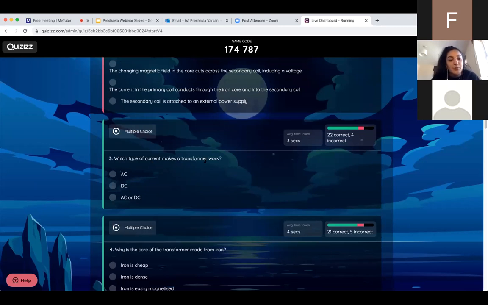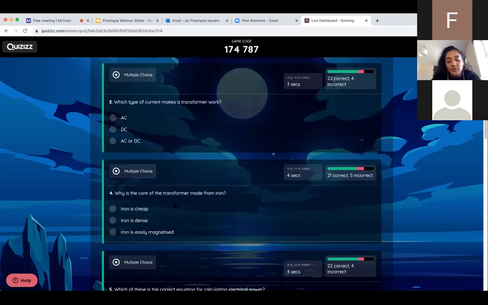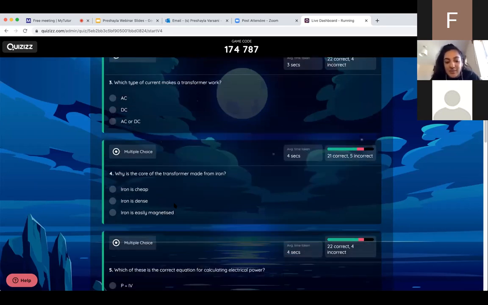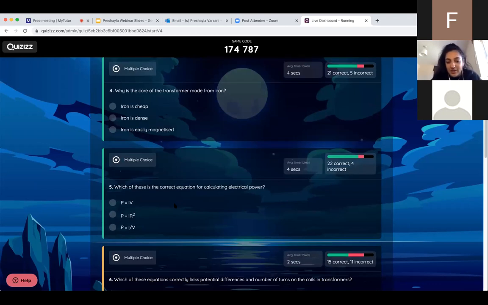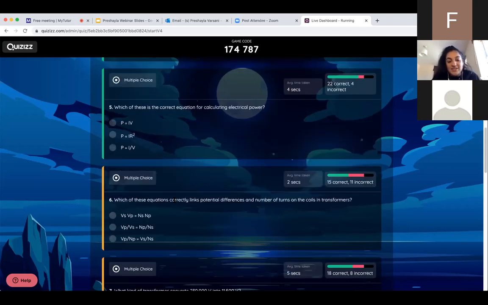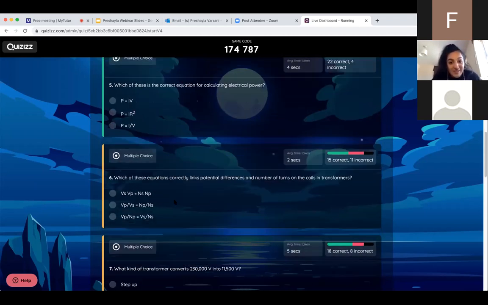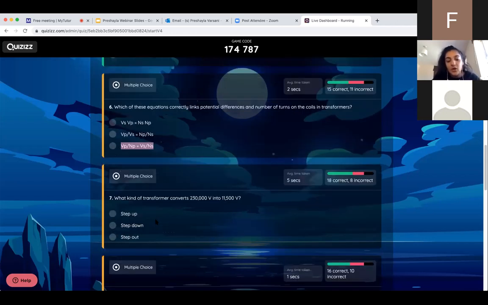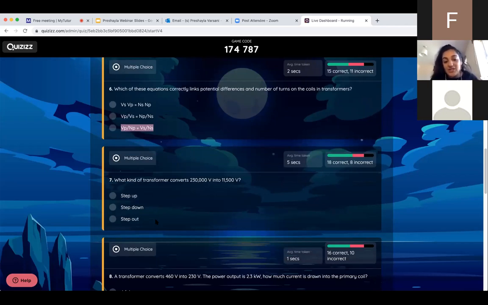What type of current makes a transformer work? That's AC. Why is the core of the transformer made from iron? Iron is usually magnetized. Which of these is the correct equation for calculating electrical power? That's P equals IV. Which of these equations correctly links potential differences and the number of turns on the coil of a transformer? Very similar, 3 answers there, so don't worry if you did get it incorrect. It's VP over NP equals VS over NS. What kind of transformer converts a higher voltage, 230,000, into a lower voltage, 11,500? That would be a step down.